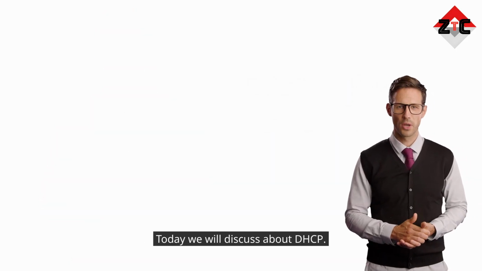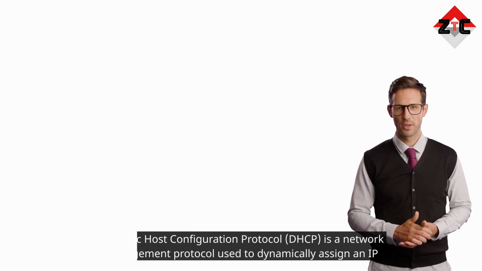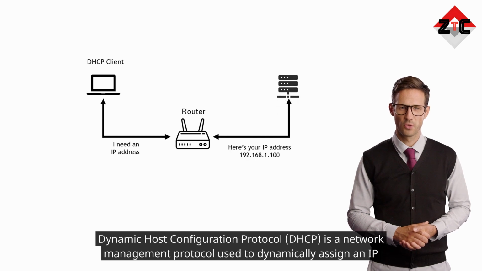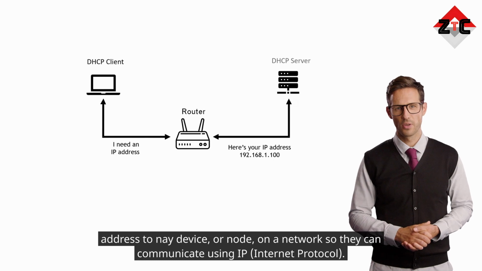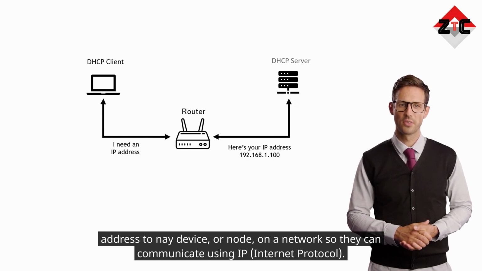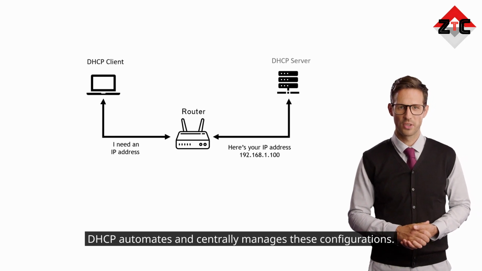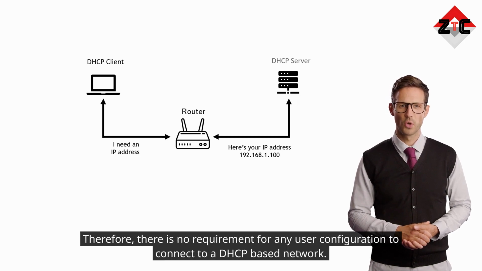Today we will discuss DHCP. What is DHCP? Dynamic Host Configuration Protocol, DHCP, is a network management protocol used to dynamically assign an IP address to a device or node on a network so they can communicate using IP, Internet Protocol. DHCP automates and centrally manages these configurations. There is no need to manually assign IP addresses to new devices. Therefore, there is no requirement for any user configuration to connect to a DHCP-based network.